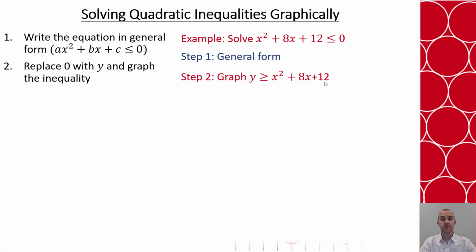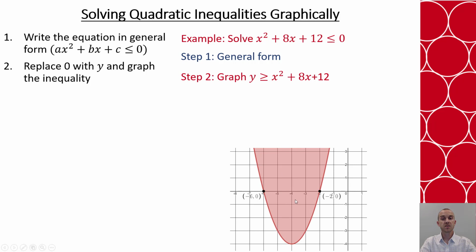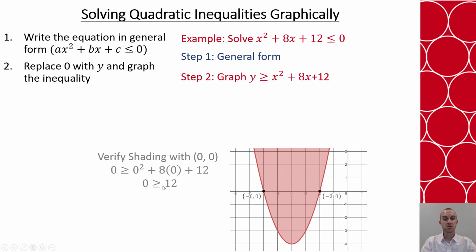Now I'm going to graph that, and I see that the shading falls inside the parabola. It's a solid parabola with solid dots at -6 and at -2 on the x-axis because of the equals to. Again, I can verify my shading by using the point (0, 0). When I do that, I get 0 is greater than or equal to 0 squared plus 8 times 0 plus 12. 0 is greater than or equal to 12 is not true, so I would have to shade the opposite. Since (0, 0) is on the outside, I shade on the inside.